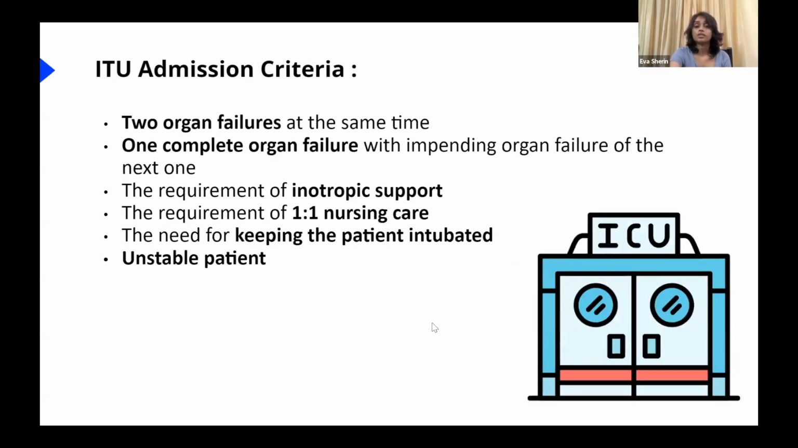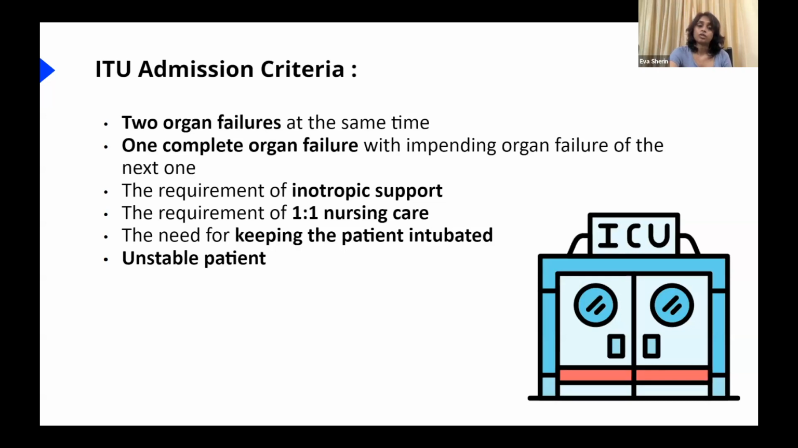And when you consider ICU admission, if the patient has 2 organ failures at the same time, or if they have 1 complete organ failure with an impending organ failure, which is about to happen, like most of the cases, it's your kidney and your respiration because they go hand in hand. If one goes, the other one goes. So if there is 1 complete organ failure and an impending second organ failure, the requirement of inotropic support, even after you've given fluids, the patient is on noradrenaline or dopamine, definitely transfer.